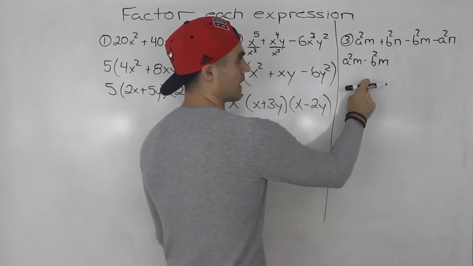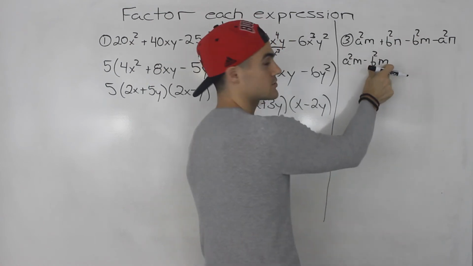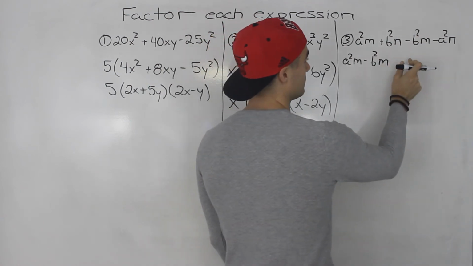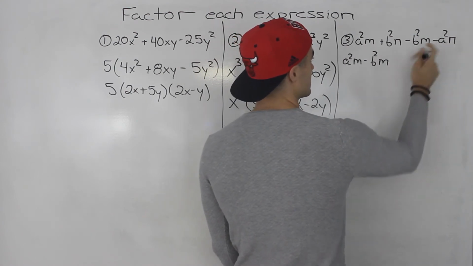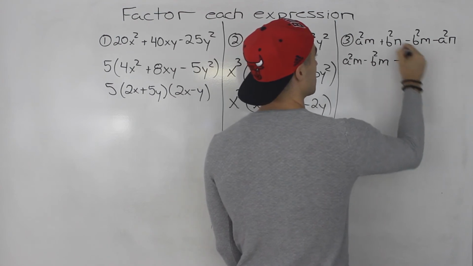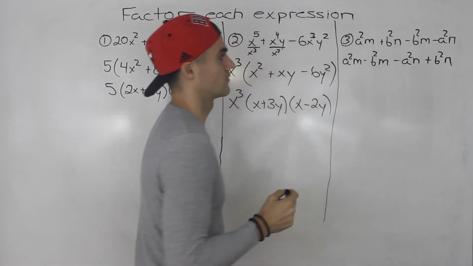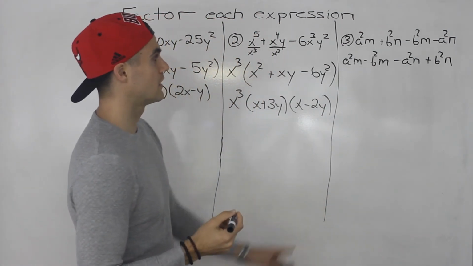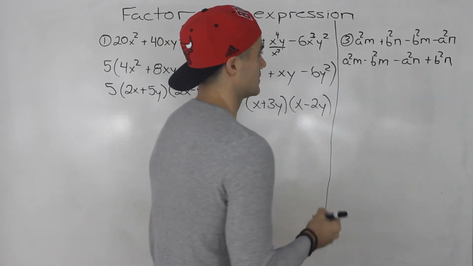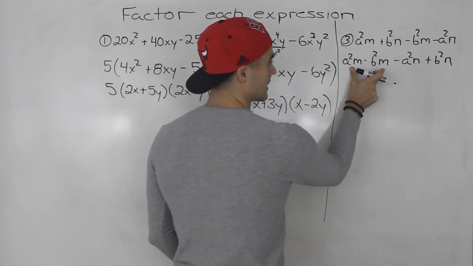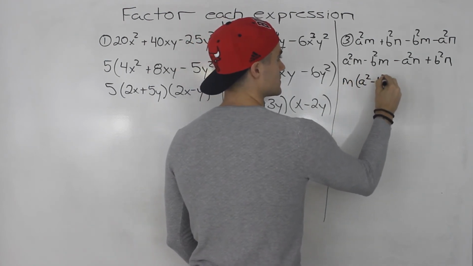then I could take out an m from both of these, and then I'd be left with a squared minus b squared. And then here, so I brought this third term, made it the second term, and then what I'm going to do is I'm going to rewrite this negative a squared n as the third term, and then this here as the fourth term. Right? So just rearrange it a bit in order for those a's and b's to be in line. So now notice we could do it by grouping. We could take out an m from both of these. We'd be left with a squared minus b squared.